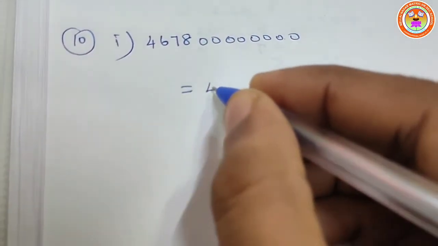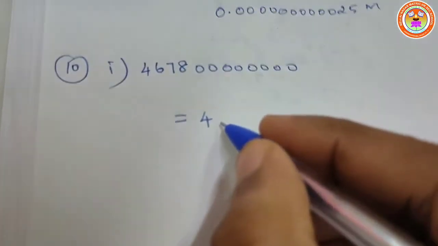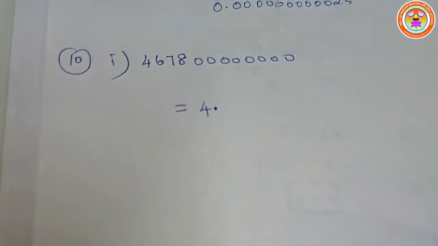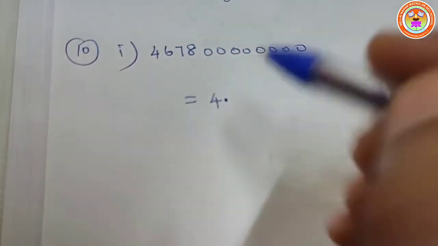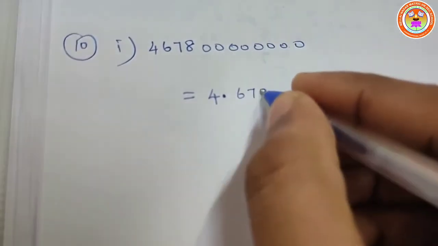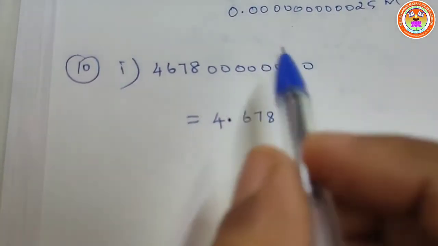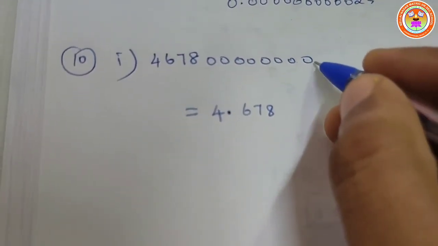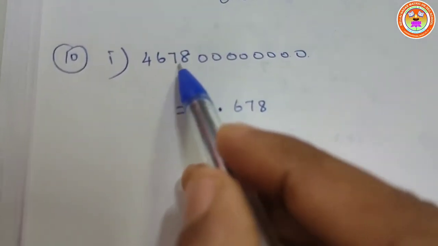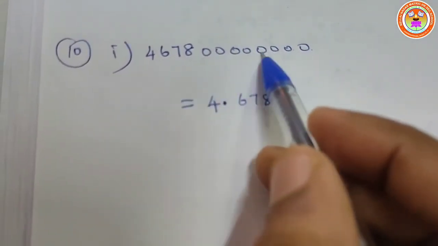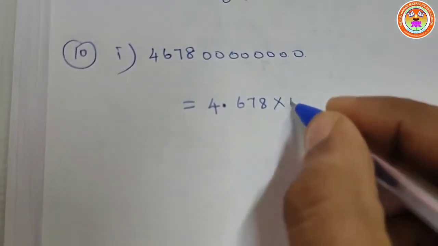Scientific notation is nothing but this: you take the first non-zero number. Here the first non-zero number is 4. After that you put the decimal point. Then write the non-zero numbers 6, 7, 8. After that leave the zeros and count. Here the decimal point is here, and it moves up to this place. How many places is the decimal point moving? 1, 2, 3, 4, 5, 6, 7, 8, 9, 10, 11 places. Therefore you have to put 10 power 11.